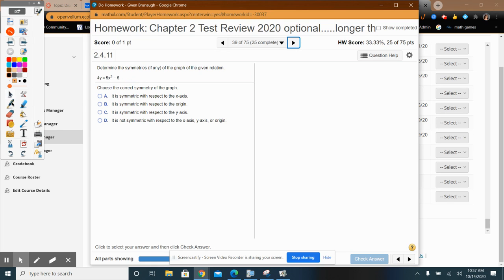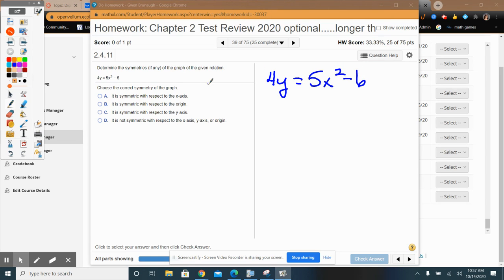This one they actually want us to do with the test, okay? So to check these, you will plug in negative y to see if it gets the same thing. On this one, you plug in both negative x and negative y to see if you get the same thing. And this one, you just plug in negative x. So first, let's plug in negative y. 4 times negative y. Does that equal 5x squared minus 6?